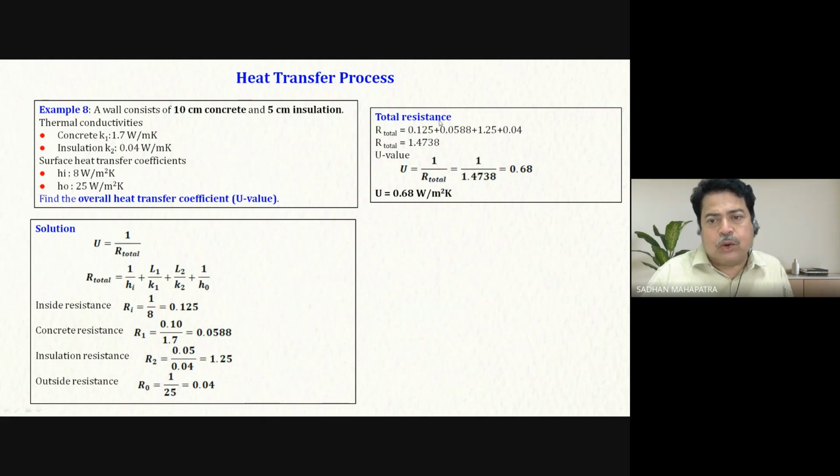If I look at the total resistance, we get 1.4738. The reciprocal of this value is U, and you see your U value has come down to 0.68 watt per meter square Kelvin. In the earlier case it was 2 point something, and here we have reduced it to 0.68. So your heat gain through the wall will also come down.